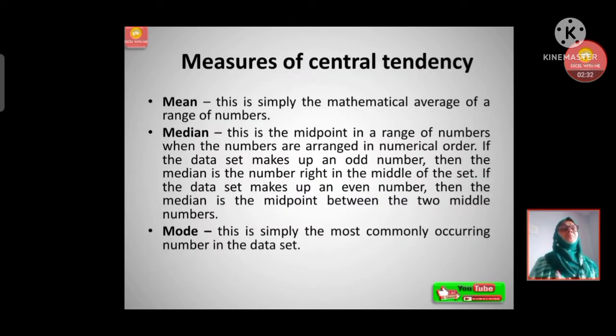Let's start with the measures of central tendency, that is mean, median, mode. Mean is simply the mathematical average of a range of numbers. Median is the midpoint in a range of numbers. When the numbers are arranged in numerical order, if the data set has an odd number of values, then the median is the number right in the middle of the set. If the data set has an even number of values, then the median is the midpoint between the two middle numbers. Mode is simply the most commonly occurring number in the data set.